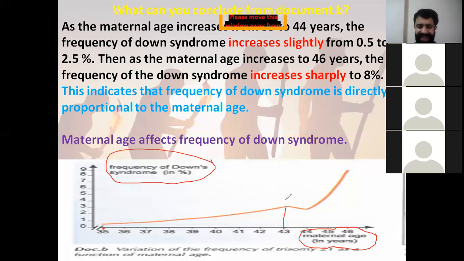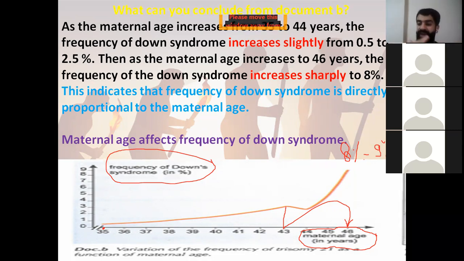Okay, so here it increases slightly, while when the age of the mother increases from 43 to about 46, the frequency of the Down syndrome increases sharply to reach about 8 to 9%. So this is a sharp increase in the frequency of the Down syndrome. So this means that as the maternal age increases, the frequency of having a child with Down syndrome or the trisomy will increase, that the chance will increase.